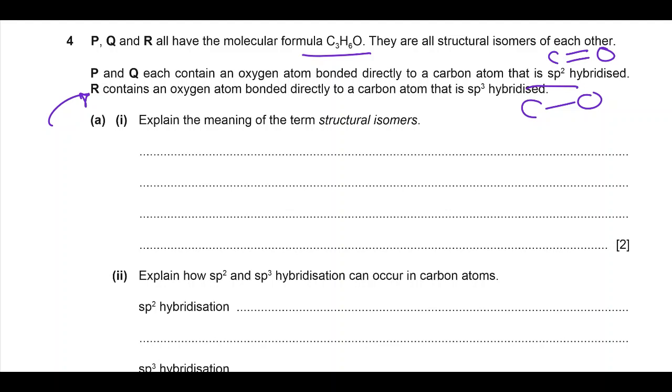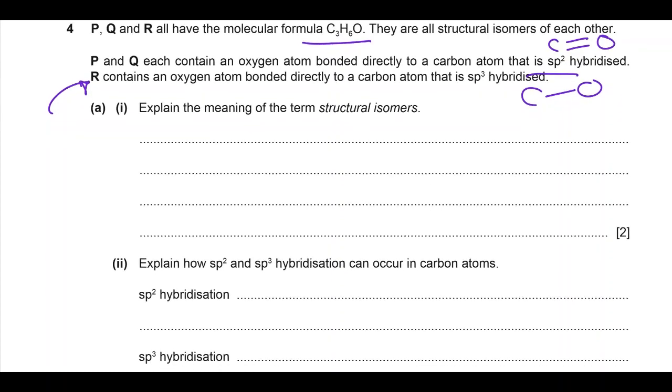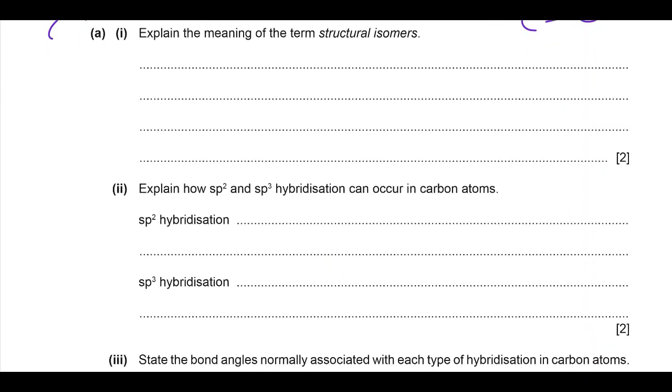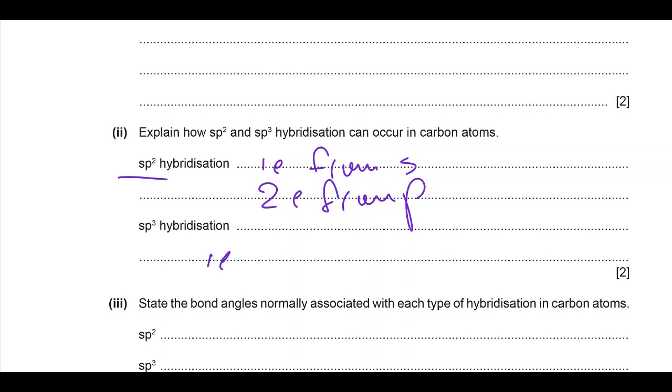Explain the meaning of the term structural isomers. Structural isomer means the same molecular formula but different displayed formula or structural formula or skeletal formula. This is very easy. And sp2 hybridization, as I have explained, means here we have overlapping, and in this overlapping they have used one electron from s orbital and two electrons from p orbital, and the sp3 one electron from s, three electrons from p orbital.